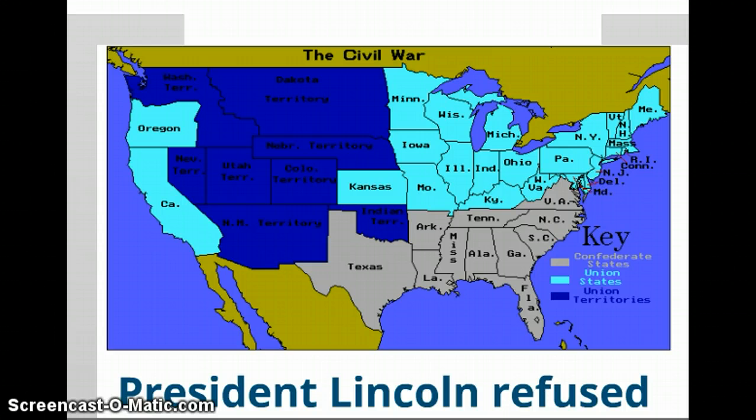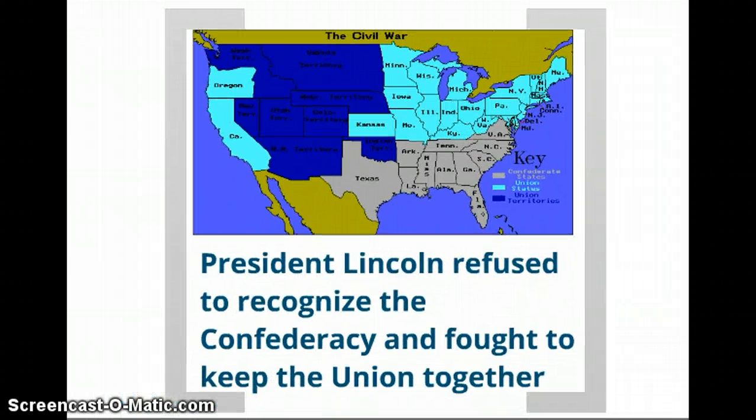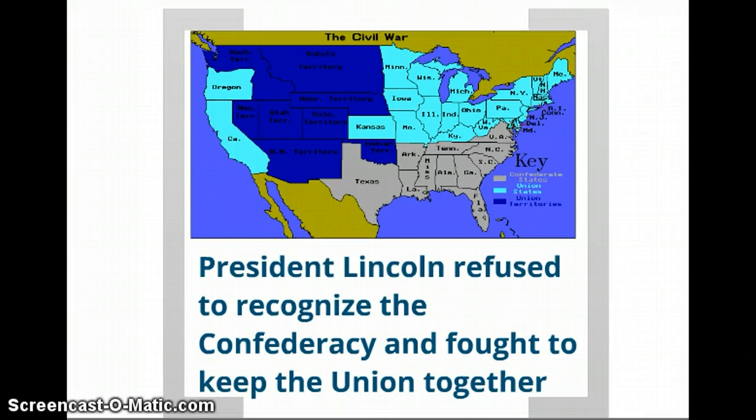As far as President Lincoln was concerned, he refused to recognize the right of the Confederacy to exist. He never referred to them as the Confederacy. He always referred to them as the states in rebellion. And Lincoln was going to fight this war to keep the Union, all 38 states at the time, together as one country.